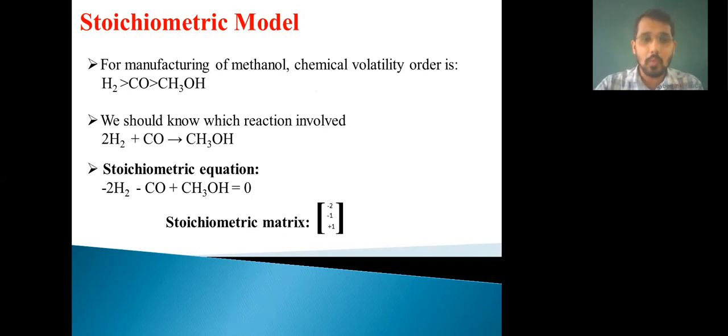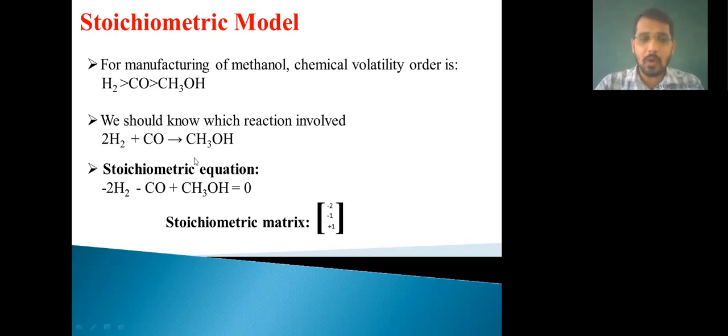So we should know what type of reaction is there, what reaction is involved in the reactor, and which components are present, meaning which reactants and products are present in the specific reaction. Then and only then we can find out the volatility order of the required components. In this manufacturing of methanol, 3 components are present: first H2, second CO, and third CH3OH. Their volatility is like this: H2, then CO, then CH3OH. And the reaction involved is 2H2 plus CO gives CH3OH.